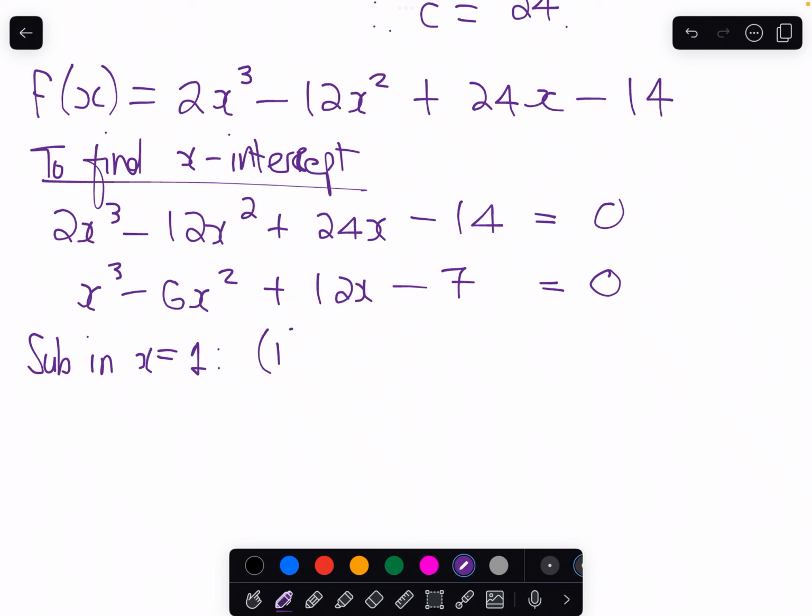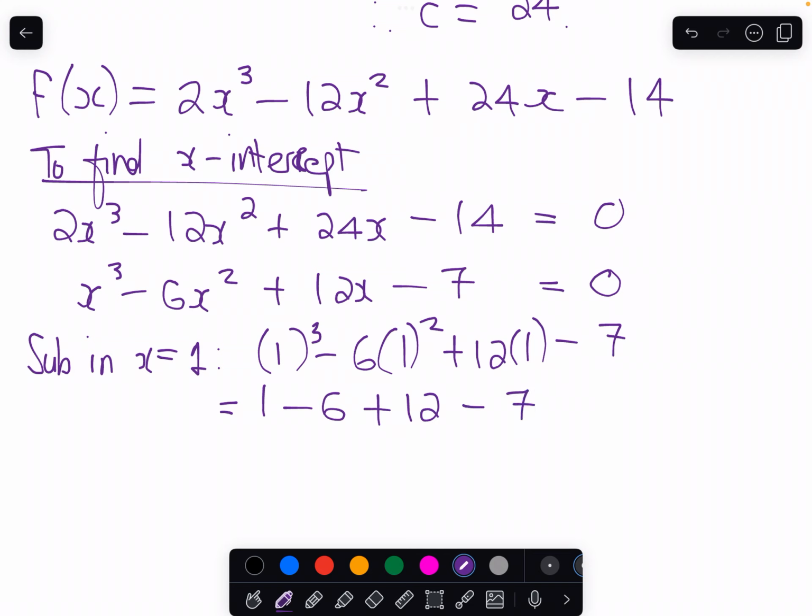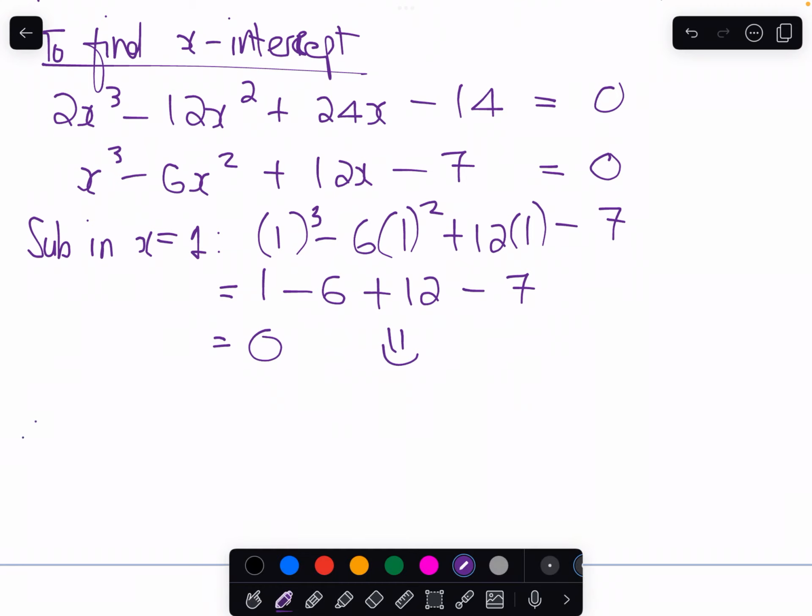So then we see 1 cubed minus 6 times 1 squared plus 12 times 1 minus 7. So that is 1 minus 6 plus 12 minus 7. 1 minus 6 is minus 5. 12 minus 7 is positive 5. So that does in fact give me 0. Happy me.